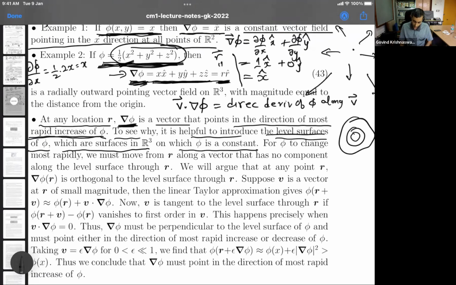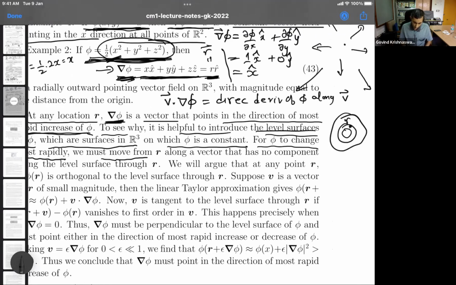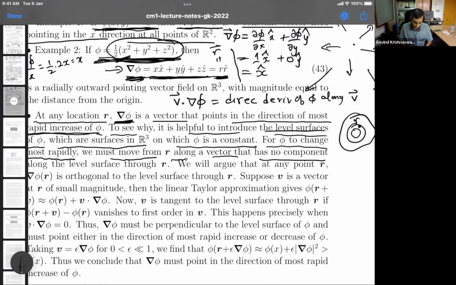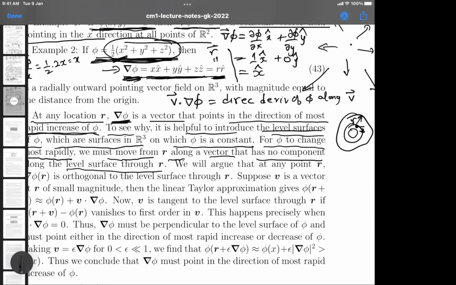As we discussed in this example, for phi to change most rapidly, we start at some location r. We must move from r along a vector that has no component along the level surface through r. So let's see if we understand what's meant. You have a point, you have defined a function phi, and what we said is that if you move tangent to the level surface, your function is not going to change at all. If you move slightly off, well, the function will increase, but not that much. Somebody will tell you, why go that way obliquely? Why not go orthogonally? Then your function will change more rapidly. So that's the idea.